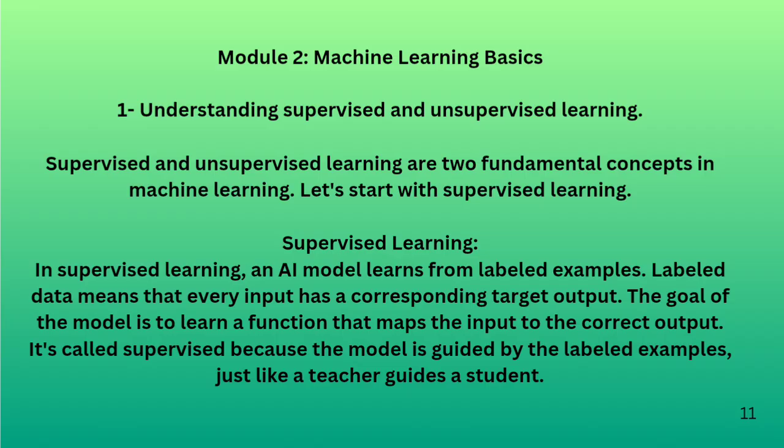Supervised learning. In supervised learning, an AI model learns from labeled examples. Labeled data means that every input has a corresponding target output. The goal of the model is to learn a function that maps the input to the correct output. It's called supervised because the model is guided by the labeled examples, just like a teacher guides a student.